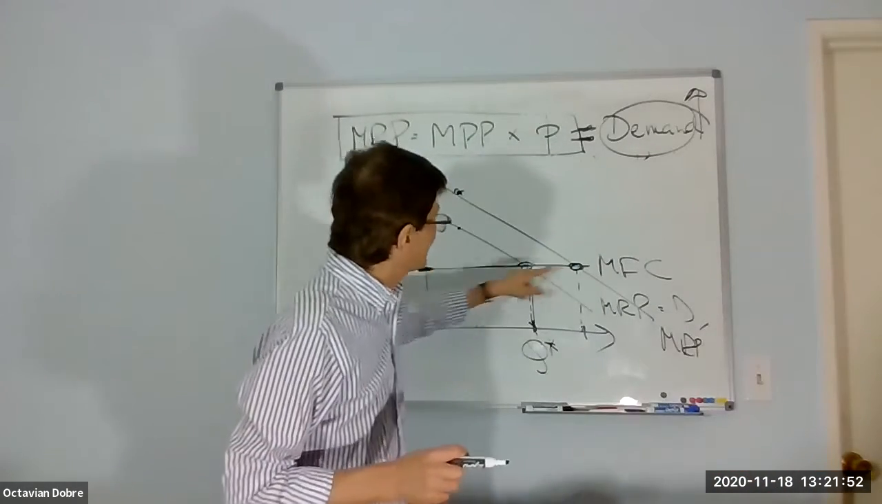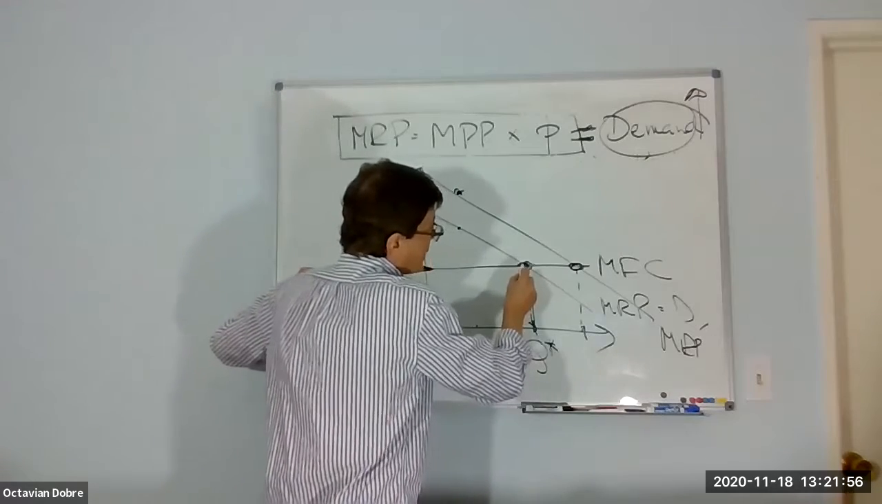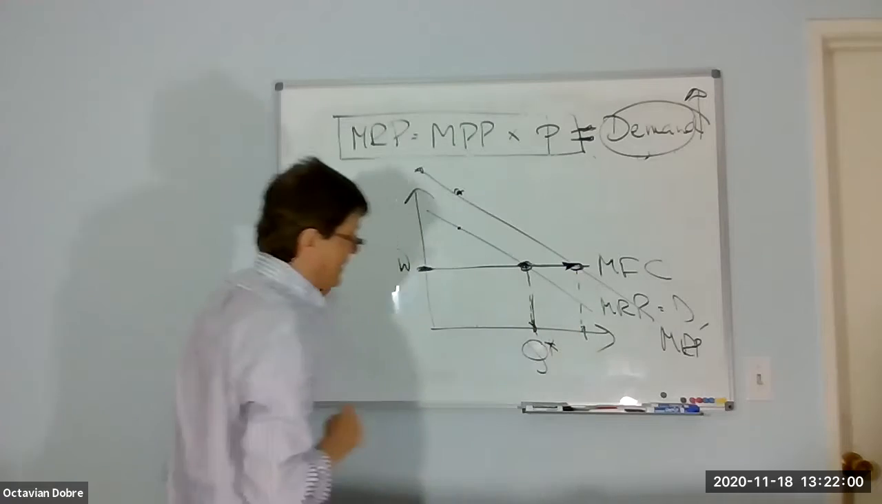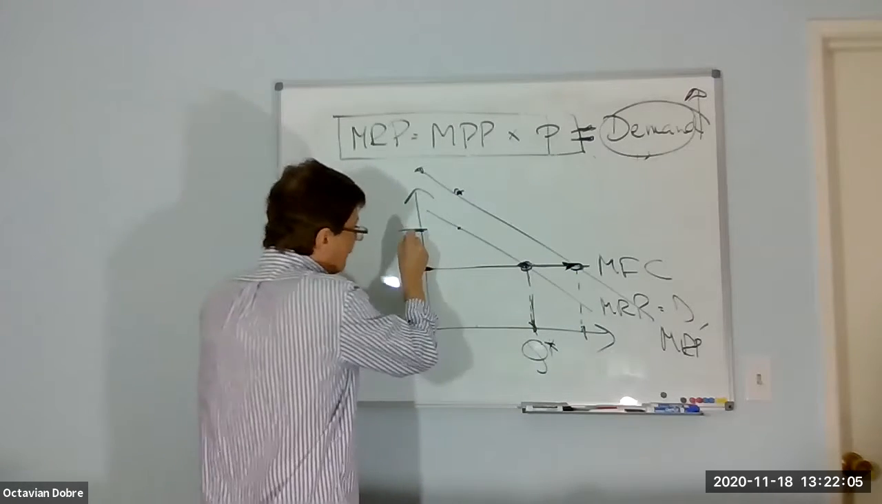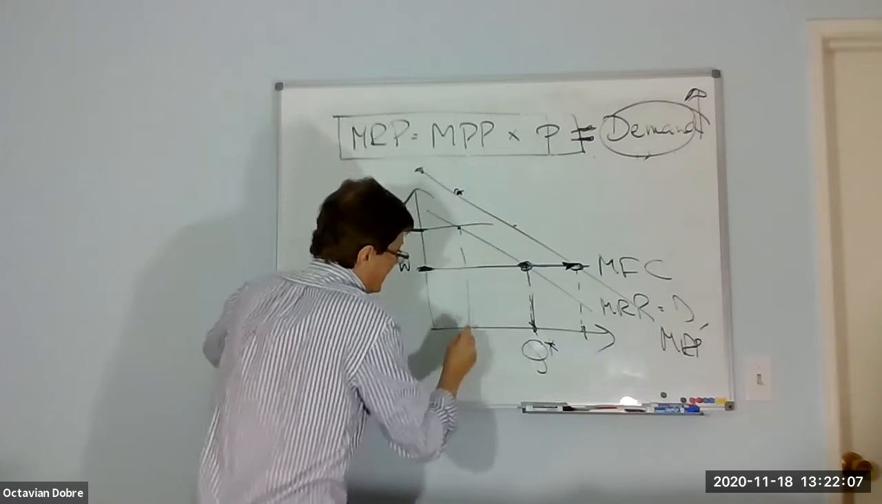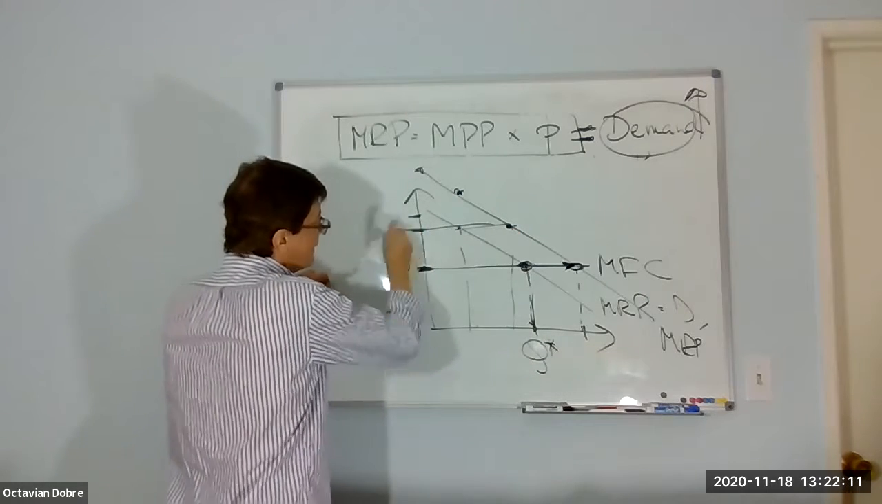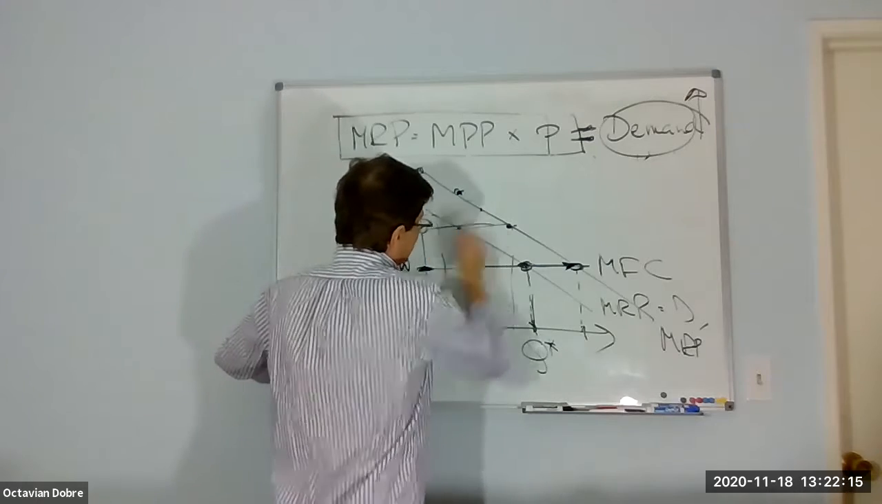Okay. So if the wage is here, before the firm was hiring this many workers, now the firm is hiring that many workers. What if the wage was here? Well, before they were hiring this many workers, now they're hiring this many workers. What if the wage is here? Before they were hiring this many workers, now they're hiring this many workers.